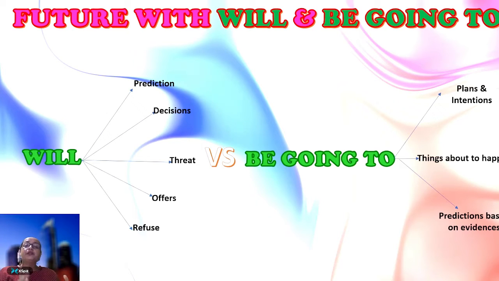Will is used for prediction, for decision, for threat, for offers, for refusal. Be going to is used for plans, intentions, things about to happen, predictions based on evidence. I'm going to go deeper with will, but not with be going to. My friend Hereda is going to speak about that. So remember, when do we use will, guys? Yes, we use will for predictions, decisions, threats, offers, or refusals. You have to remember that.